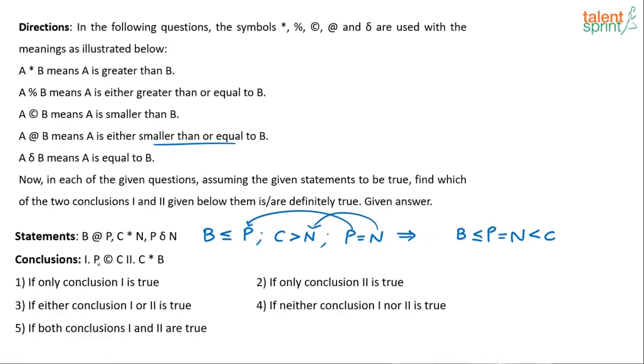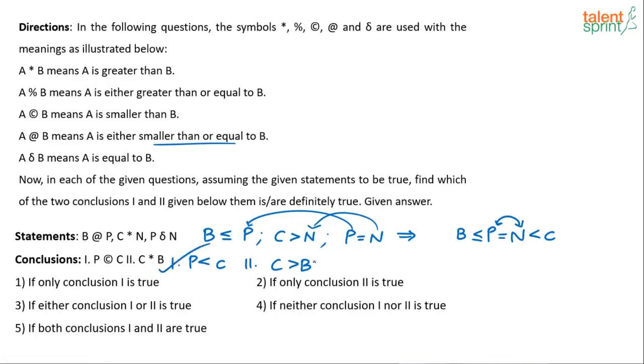Now look at the conclusions. P copyright C. Copyright means what? Smaller than. Right? So P is less than C is conclusion number 1. And what is conclusion number 2? C star B. Star means greater. So C is greater than B. Now verify. Is P less than C? Yes. P is less than C. See, actually N is less than C, but since N is equal to P, we can conclude that P is also less than C. N less than C is as good as P less than C. So P less than C is correct. Conclusion number 1 is correct.